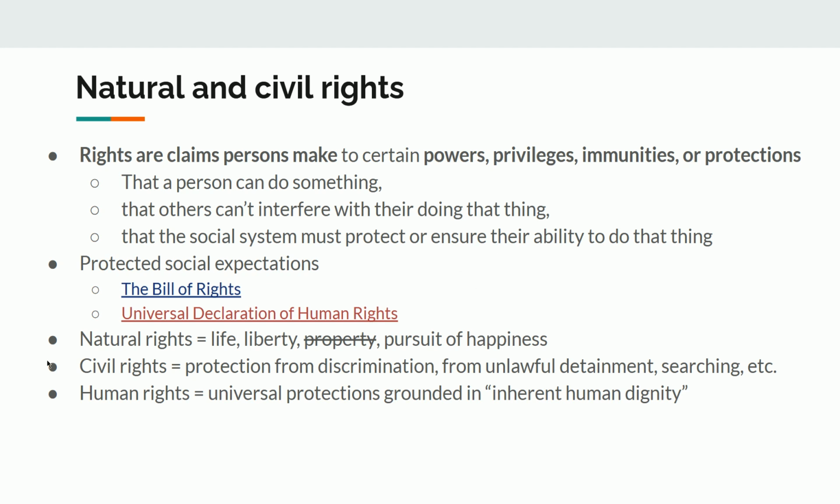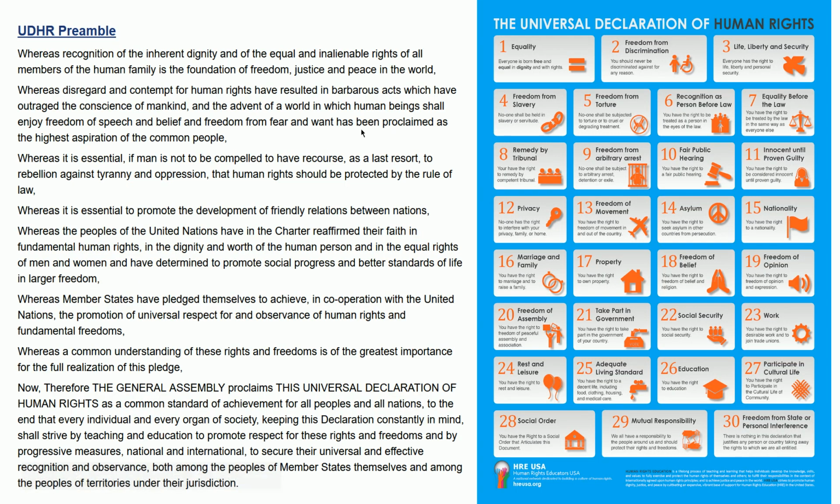And civil rights and natural rights we should keep distinct from human rights. So human rights are rights that are specifically for human agents. We'll look at the Universal Declaration of Human Rights as an example of this. In fact, let's just do that now. So if you click up here, this will take you to the actual UDHR.